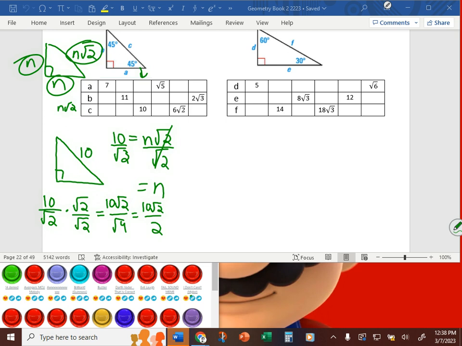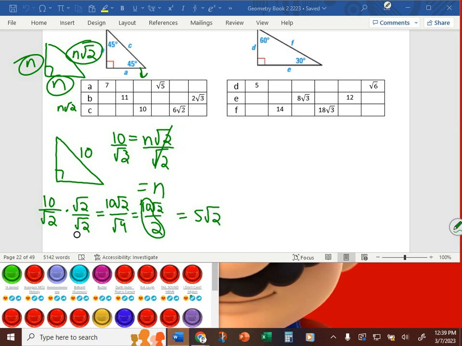And we're done, right? No, we're never done. I told you that. What can we do here? How can we simplify further, Kylie? Divide 10 by 2. We can simplify our coefficients. 10 divided by 2 equals 5, so it's 5 root 2.